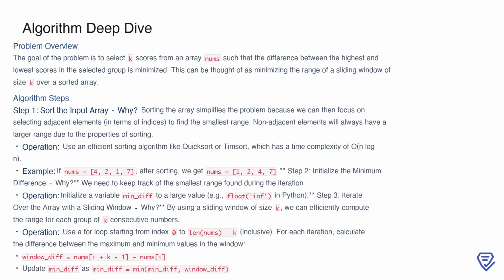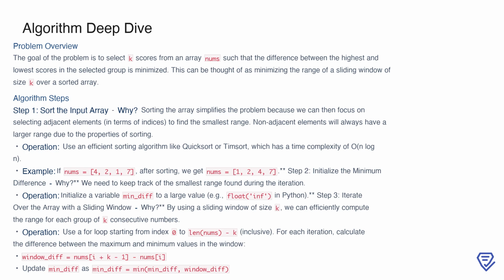Sorting is crucial because it allows us to focus on consecutive elements within the array, which minimizes the range naturally. Sorting ensures that any potential group of k elements that aren't adjacent would have a larger range, making them unnecessary to consider. For example, if the array is 4, 2, 1, 7, sorting it gives 1, 2, 4, 7.